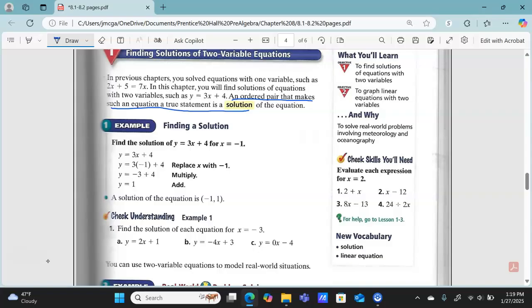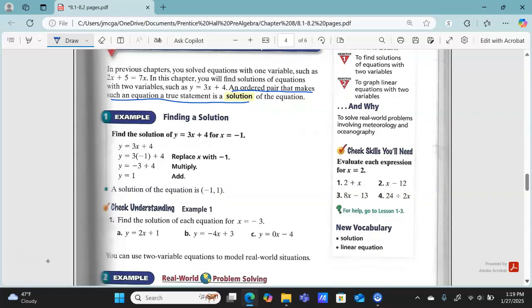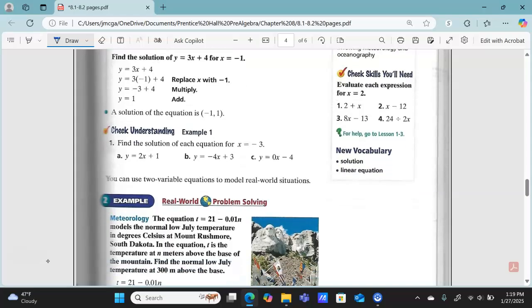Here in example 1, they want me to find the solution for y equals 3x plus 4 if x is negative 1. So you can see they have the equation, and we replace this x with this negative 1. And 3x means 3 times x. So when we replace it with negative 1, it becomes 3 times negative 1, which is negative 3, plus 4. The signs are different. Find the difference and keep the sign of the larger.